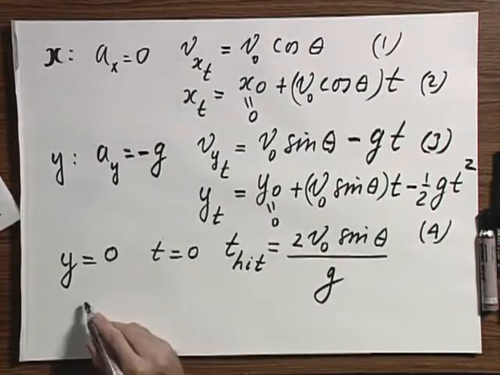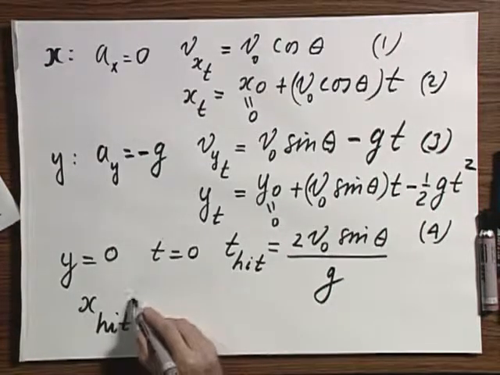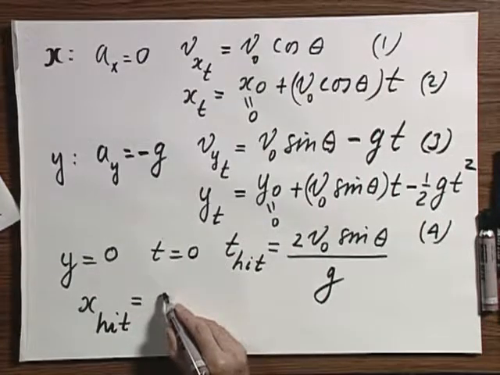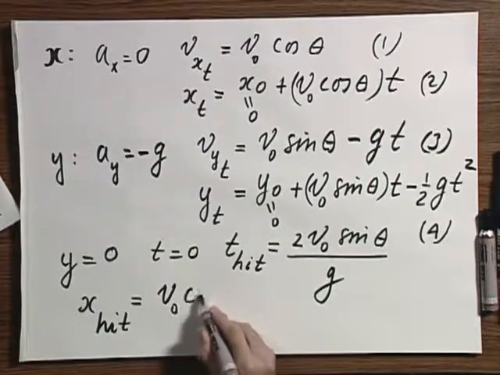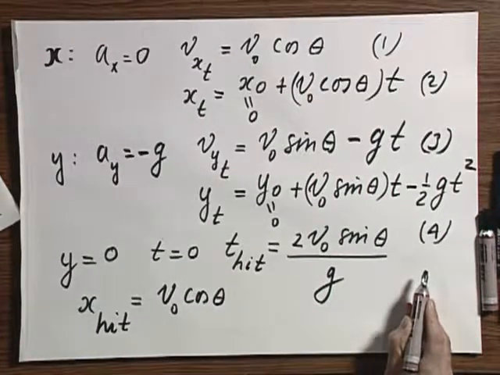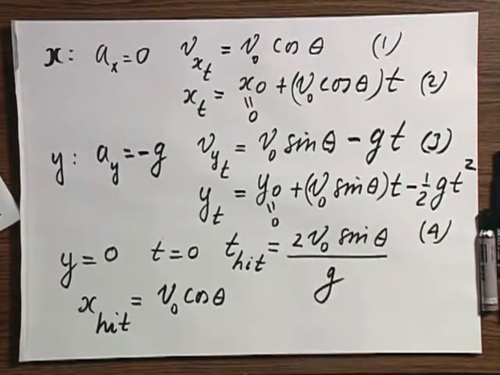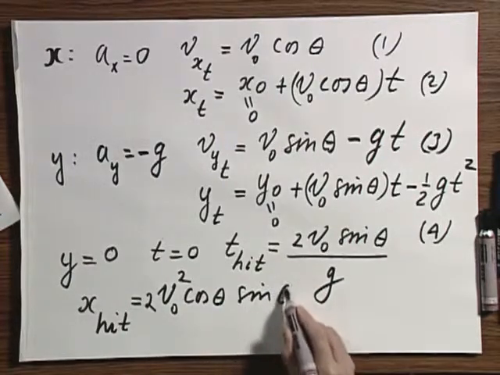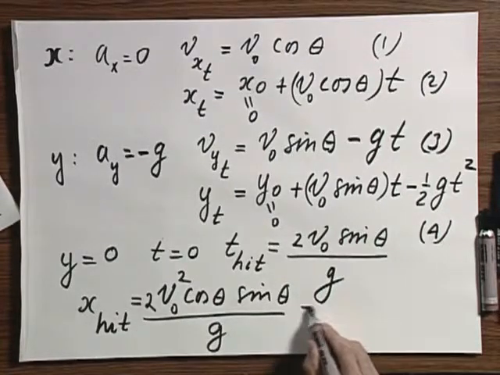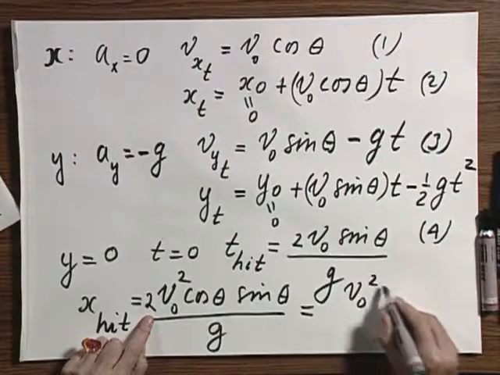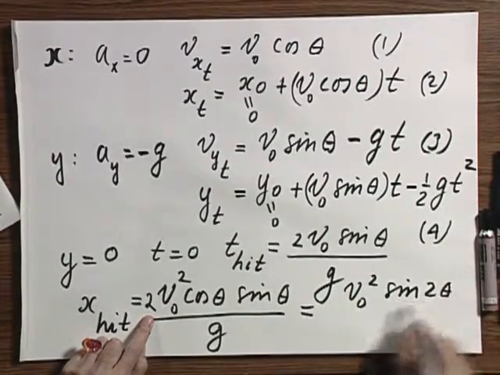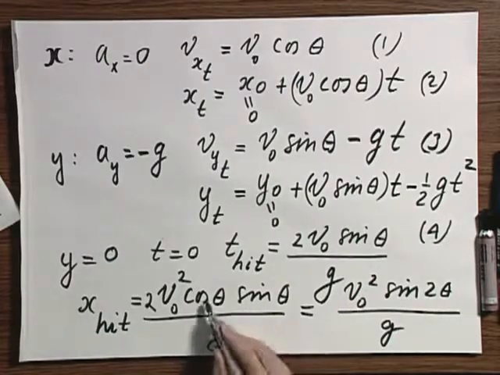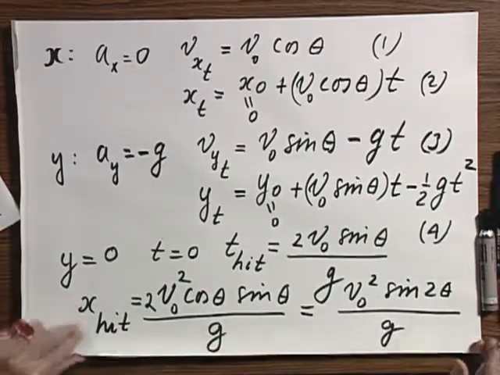So where does it hit the ground? Well, x hit then equals the velocity in the x direction, which doesn't change, it's v0 cosine theta, times the time that it has traveled to hit the ground. So I get a 2 here, and a v0 squared here, and a sine theta here, and I divide by g. And this can be simplified a little bit: v0 squared times the sine of 2 theta divided by g, because 2 times the sine of theta times the cosine theta equals the sine of 2 theta.